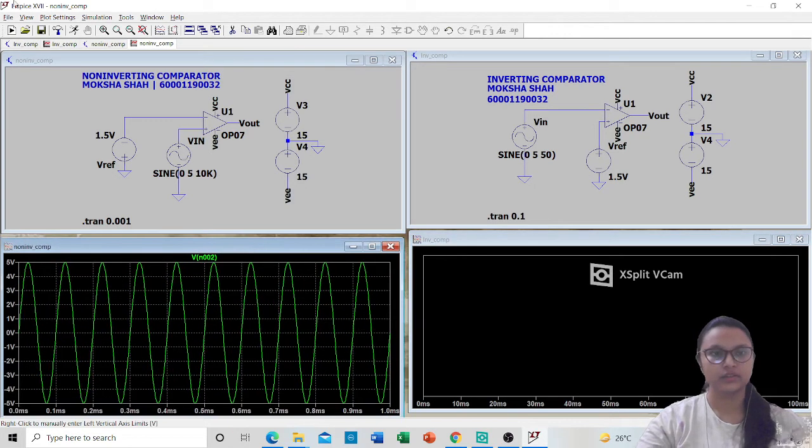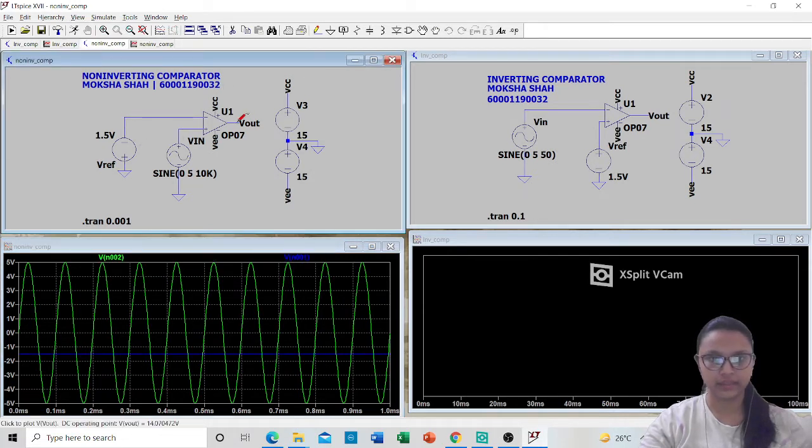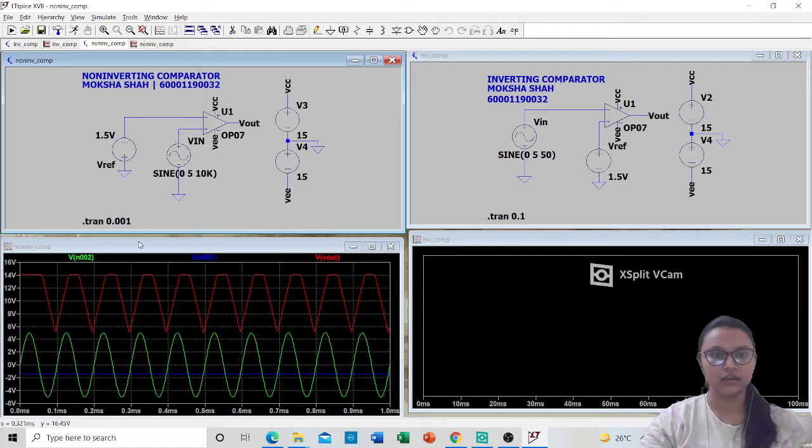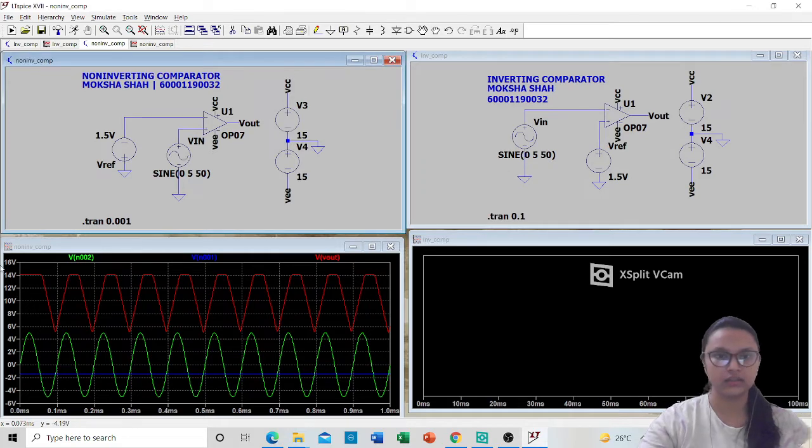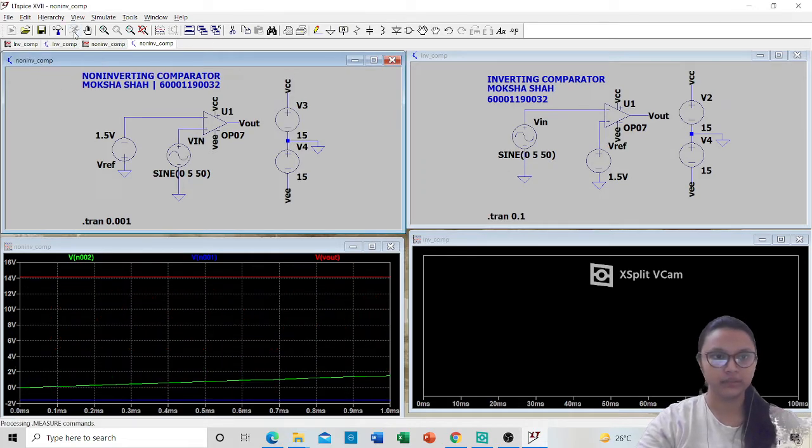Yes. So at the input you are getting a sinusoidal wave. Now your Vref is a negative Vref, and at the output, since the frequency is much higher, you are not getting a proper square wave. So this is one of the drawbacks of the op amp. If I reduce the frequency to 50 hertz, you will be able to see a proper square wave.